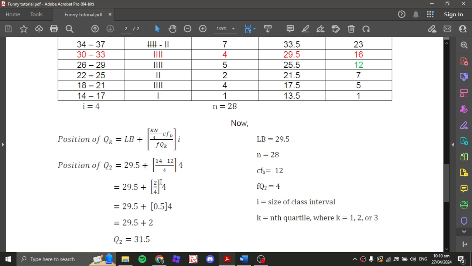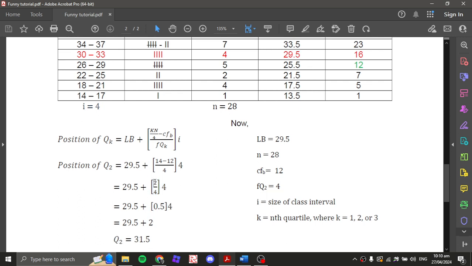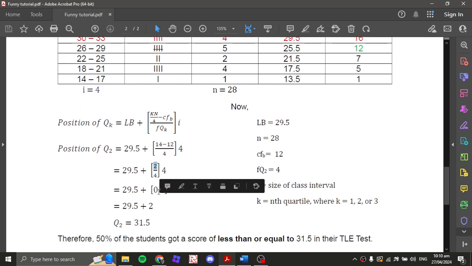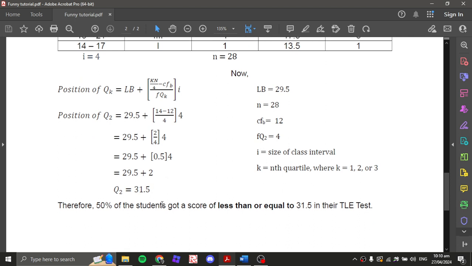14 minus 12 is 2. 2 divided by 4 is 0.5. 0.5 times 4 is 2. Also, it doesn't matter if you multiply or divide first. You can actually do 2 times 4 is equal to 8, and 8 divided by 4 is 2. You still get the same result, but I prefer to divide first, then multiply because it has a bracket. I assume that's PEMDAS, parenthesis. So 29.5 plus 2 is 31.5.